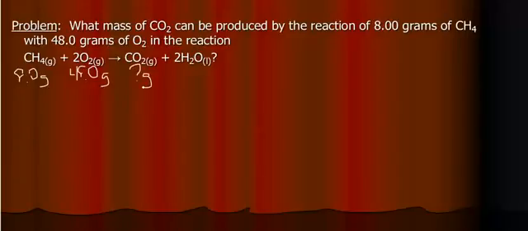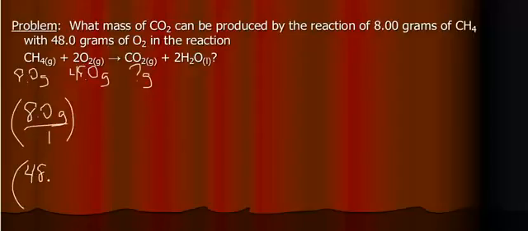Now, there's a couple ways to go about these problems, but I'm going to choose the simplest way. I'm going to actually set up two separate equations. I'm going to start with 8 grams of CH4, and I'm going to start with 48 grams of the oxygen. And we're going to convert both to grams of CO2. So we have 8 grams of CH4.